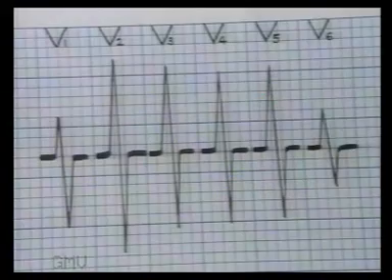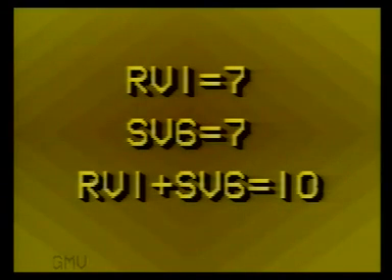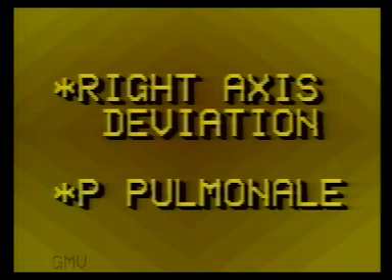must be suspected. The criteria for diagnosis of right ventricular hypertrophy are R wave in V1 more than 7 millimeters, or S wave in V5 or V6 more than 7 millimeters, or addition of both more than 10 millimeters. Right ventricular hypertrophy may or may not be associated with right axis deviation, and often there will be P pulmonale of right atrial hypertrophy.